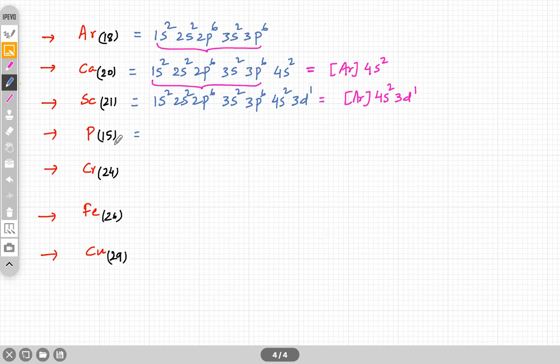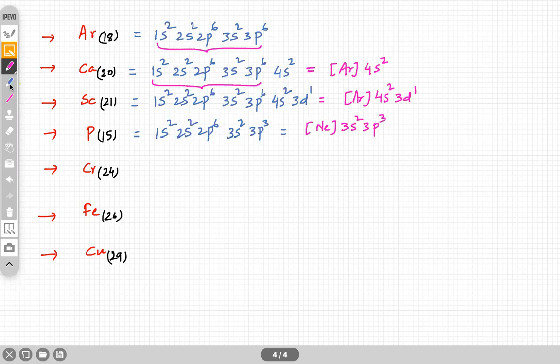What extra? 1s2, 2s2, 2p6, 3s2, 3s2, 3p3. Okay, you can write neon here. That's not wrong. Neon, then 3s2, 3p3. It is not wrong. You can write like this.